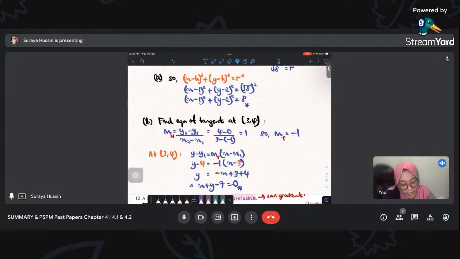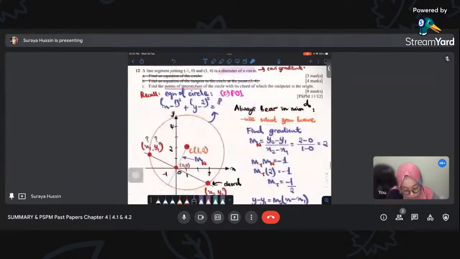Cari equation of tangent, kena faham mesti ada apa? Mesti ada gradient of tangent itself. Tak boleh main suka-suka pakai gradient. You gotta find the suitable gradient. Okay? Pandai kuasailah bahagian ni. Alright? Let's go to question 12.